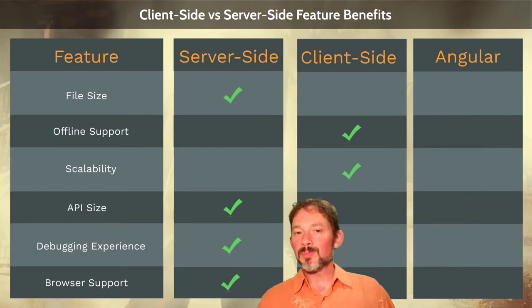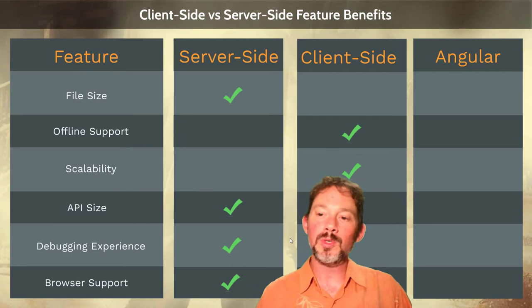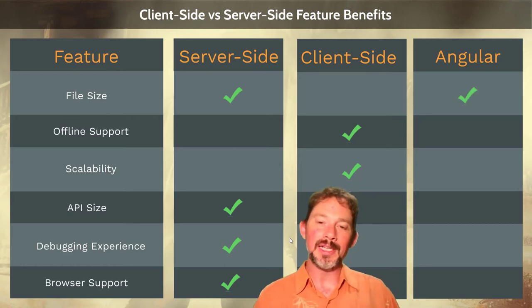Well, the whole point of this presentation is to compare Blazor with Angular. So let's start talking about Angular. Is it going to have a good file size? Yeah, absolutely. It's going to have a great file size. It's going to be like the server side because it doesn't need to worry about downloading the .NET framework. Obviously, it's got offline support. You don't need to connect back to a database. Its scalability, it's going to be great, just like the client side.